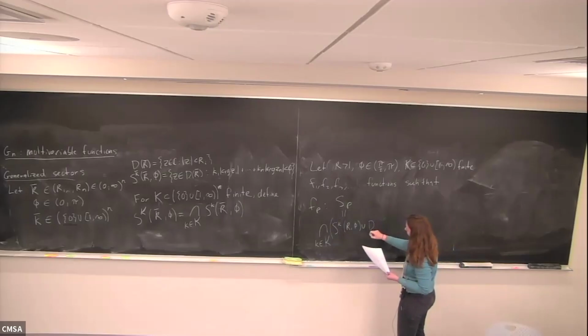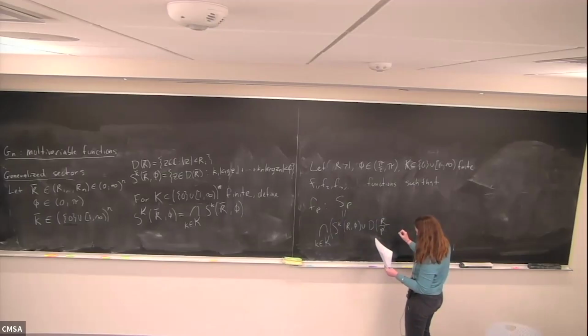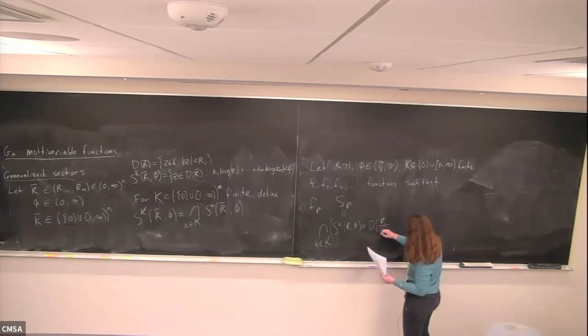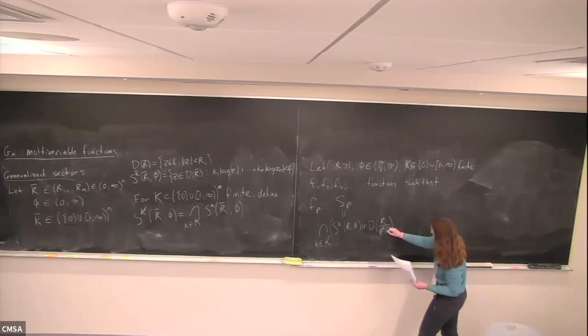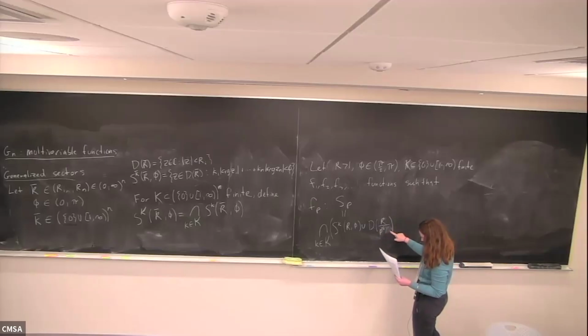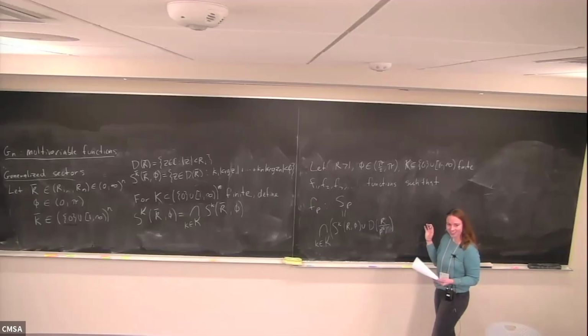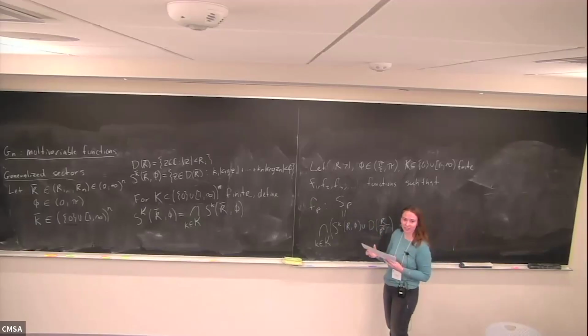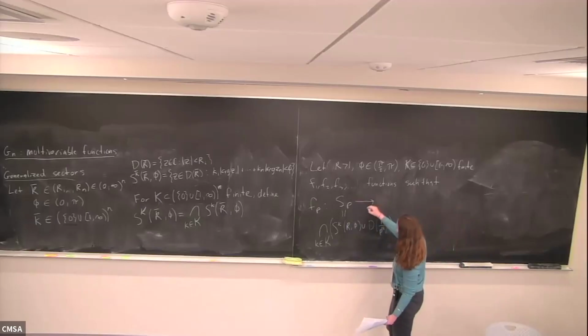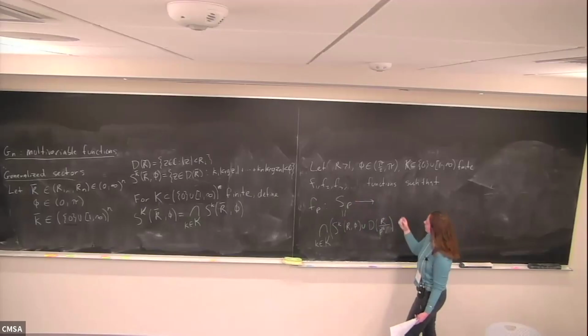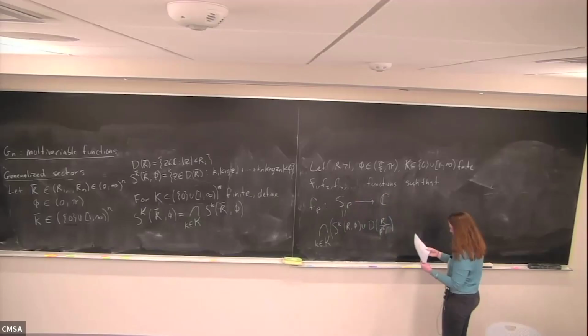Union some disk around 0 whose radius depends on P. So the radius is R over P to the 1 over K, or maybe this is a typo in my notes, P to the 1 over K plus 1. No, P to the 1 over K. Sorry, you may have to adjust by 1 here. Whatever it is, it contains a disk whose radius is shrinking as P increases. So these functions map from these sectors union disks to complex numbers.